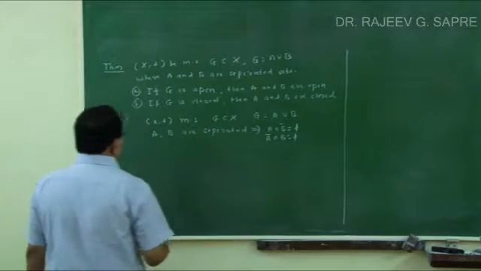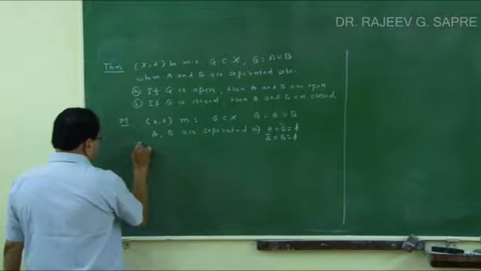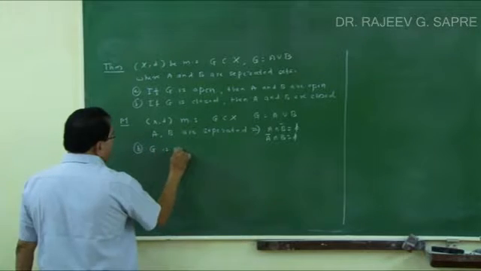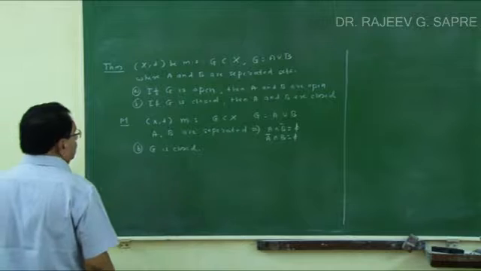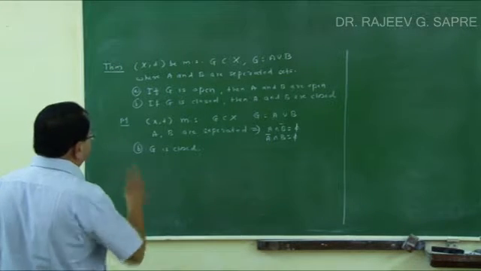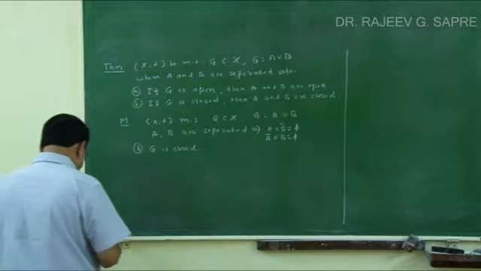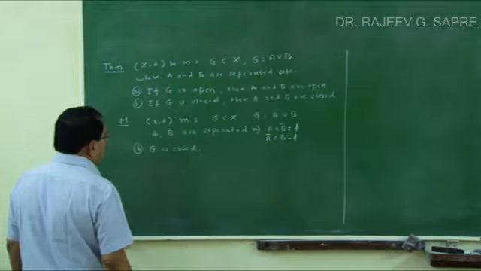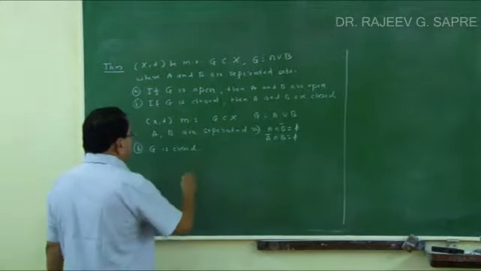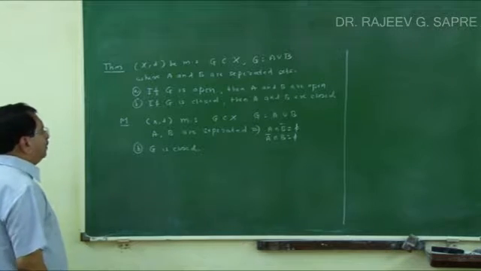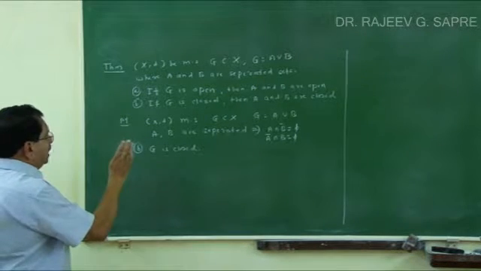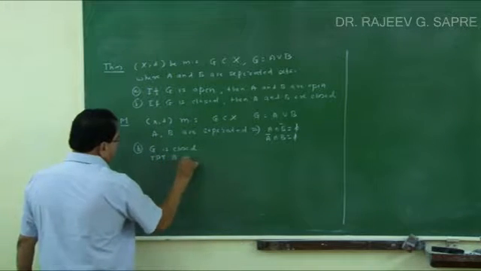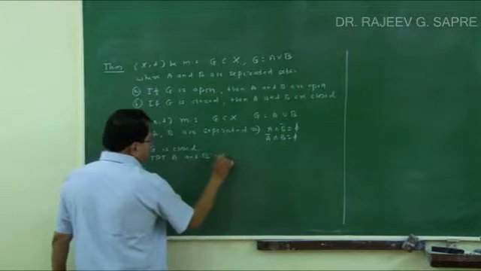Now the second part, the B part. How can it be done? You are given G is closed, and also we know G is A union B. We have to prove that A and B are closed.